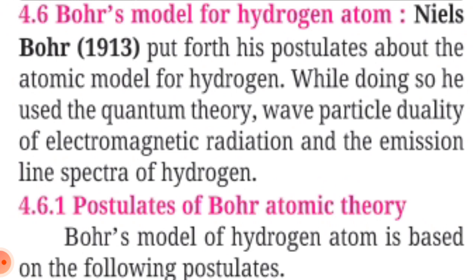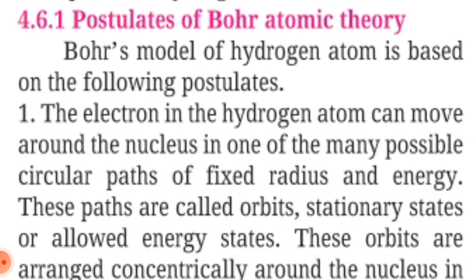4.6 Bohr's model for hydrogen atom. Niels Bohr in 1913 put forth his postulates about the atomic model for hydrogen. While doing so, he used the quantum theory, the wave particle duality of electromagnetic radiations, and the emission line spectra of hydrogen. 4.6.1 Postulates of Bohr's atomic theory. Bohr's model of the hydrogen atom is based on the following postulates.